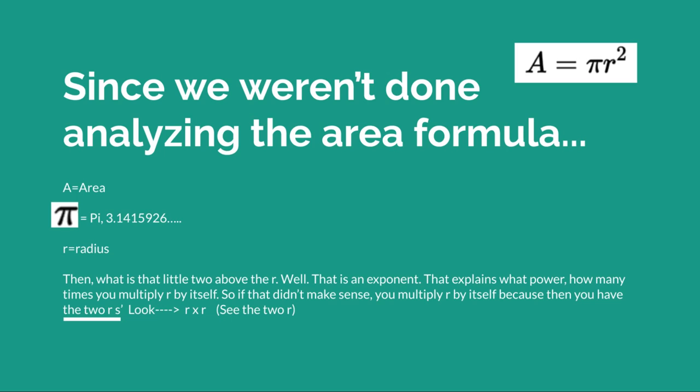Every time. Since we weren't done analyzing the area formula, A equals area, pi is pi, r is radius. But then, what is the little 2 above the r? Well, that's an exponent. That explains what power, how many times you multiply r by itself. So if that didn't make sense, you multiply r by itself because then you have the 2 r's. Look, do you see the r times r? That's r to the second power. R squared. It just means the same thing.